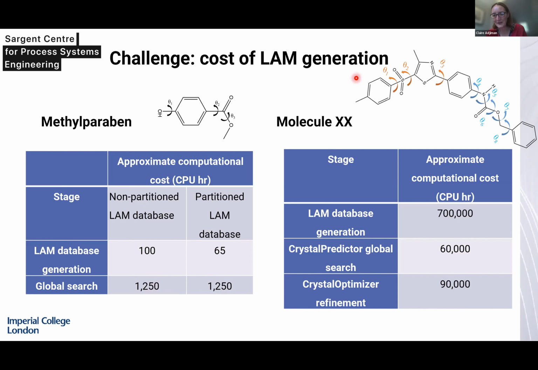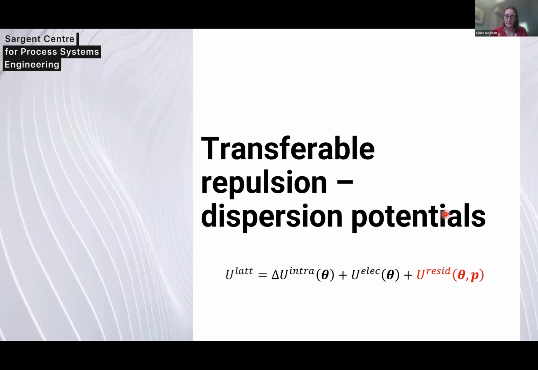So like a much bigger molecule, this is molecule 20 from one of the blind tests on crystal structure prediction. You can see that the LAMP database generation really is what dominates the search. Of course, here, these are my global search and refinement stage. I can search longer if I want to. I could spend a lot more time here, but in any case, this really dominates the cost, and that becomes a big issue as we try to deal with bigger, more flexible molecules. So that's one challenge of these models.